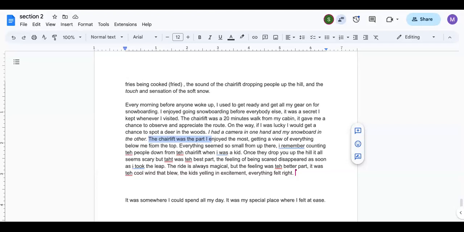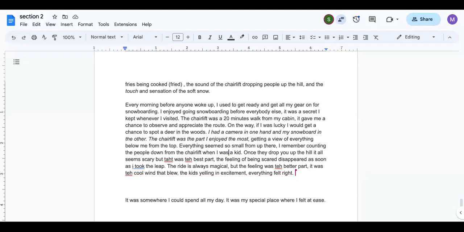Getting a view of everything below me from the top. Everything seems so small from up there. I remember counting the people. Now, look, this is all about you, that you remember counting. So this is not something about the place. This is not describing the place. This is describing your feelings. Maybe you can describe your feelings about the place once, maybe twice, but not about every single thing.